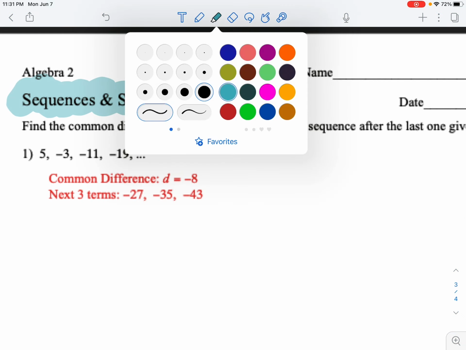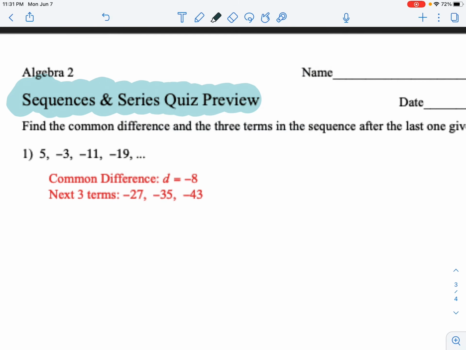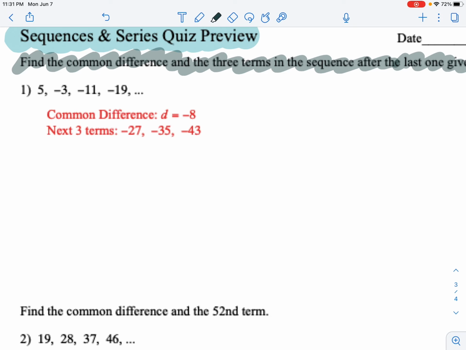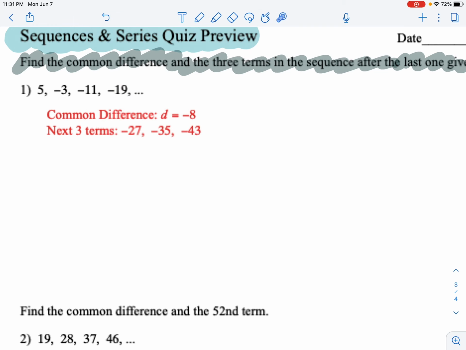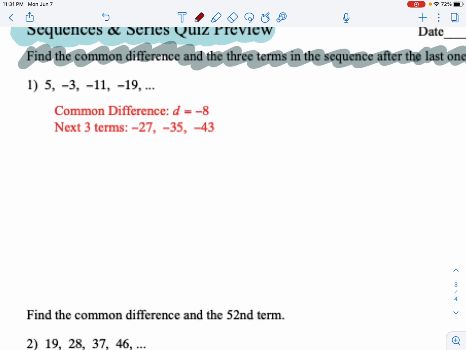For this first problem, we are going to find the common difference and the three terms in the sequence after the last given one. So we're going to find the common difference and then the next three terms after the last number here, which is negative 19.